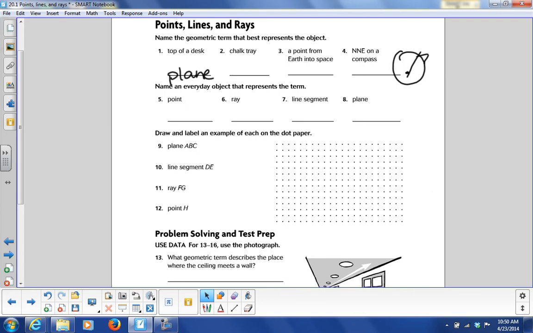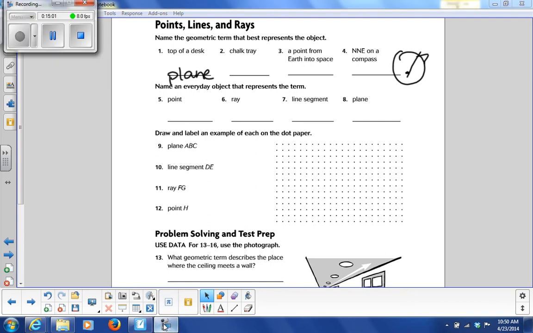Alright, I'm going to calibrate my smartboard real fast. Okay, well, that's not going to work, so let's just try to finish this out.